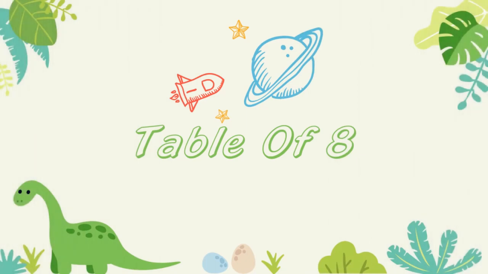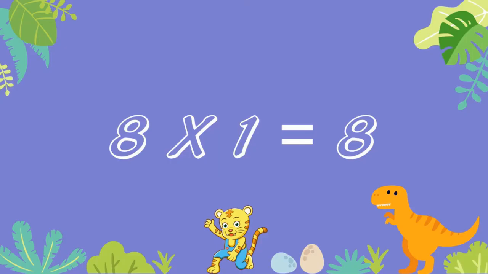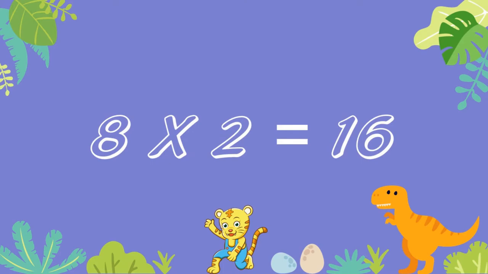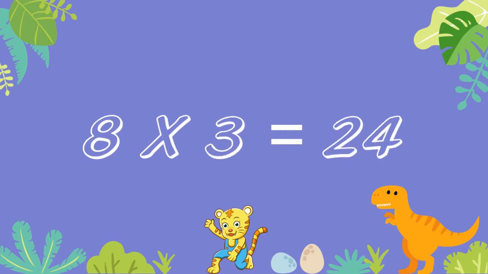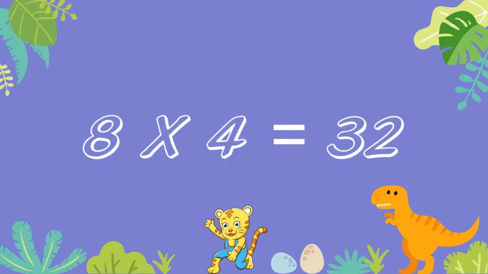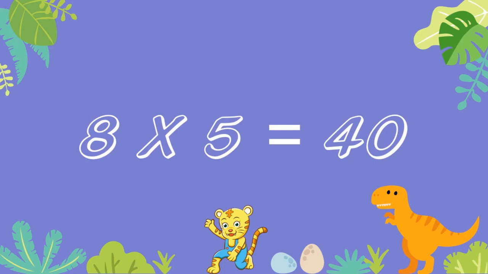Table of 8. 8 ones are 8. 8 twos are 16. 8 threes are 24. 8 fours are 32. 8 fives are 40.